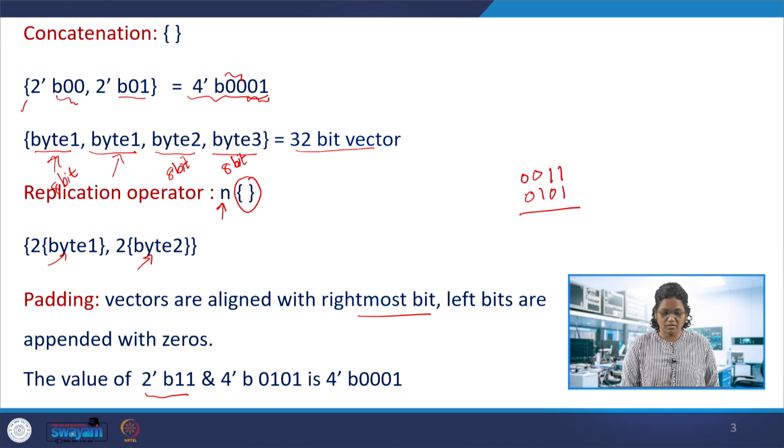That's what this padding 0 is: not after the LSB, it is before the 0 0 1 1 number. So the 0 0 are appended. So this is the meaning of padding here.